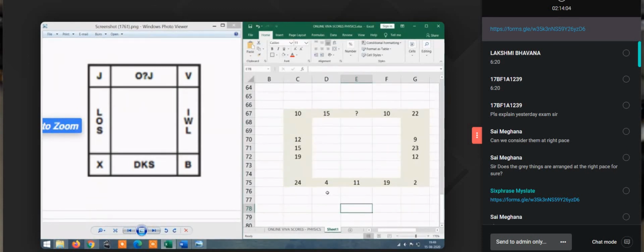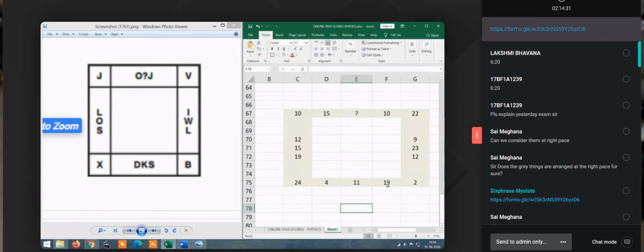So 27 will be A again. 28 will be B again. 29 will be C. 30 will be D. In other words, 30 will be 4. Now again you start the same process. So 24 plus 6 is 4. 4 plus 7 is 11. 11 plus 8 is 19. 19 plus 9 is 28. You know 28 is 2. Correct? You cannot say 28.